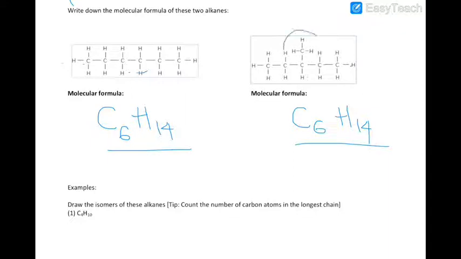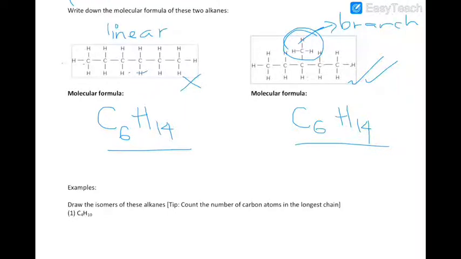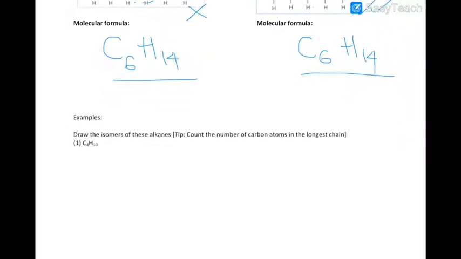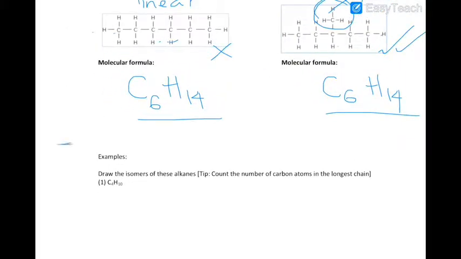In this one, you see that CH3 is bonded on top, and in this one, there is no CH3 bonded on top. We call this branched. This is branched. This is a branch. So here it's a branched molecule. Here it's not a branched molecule. This is a linear molecule. Linear. Okay?